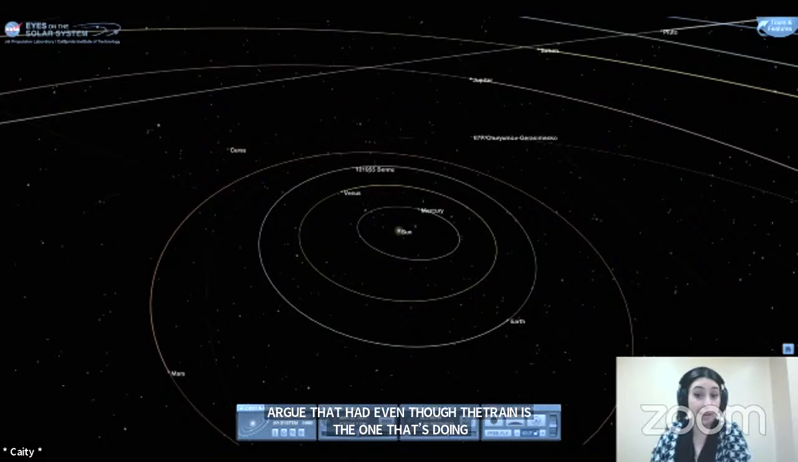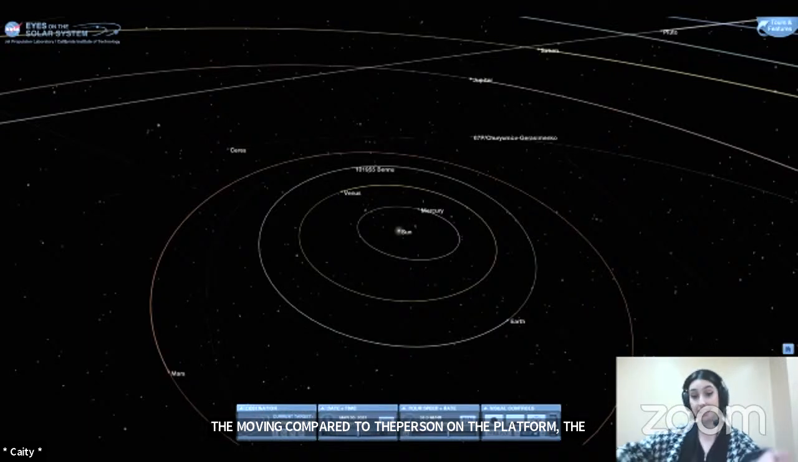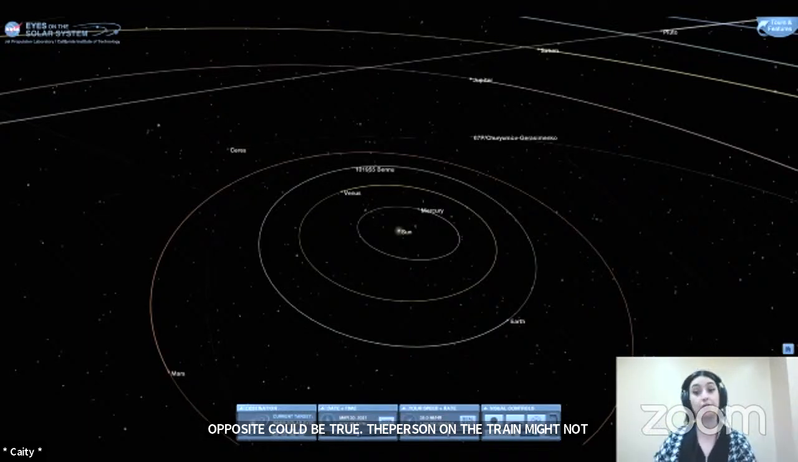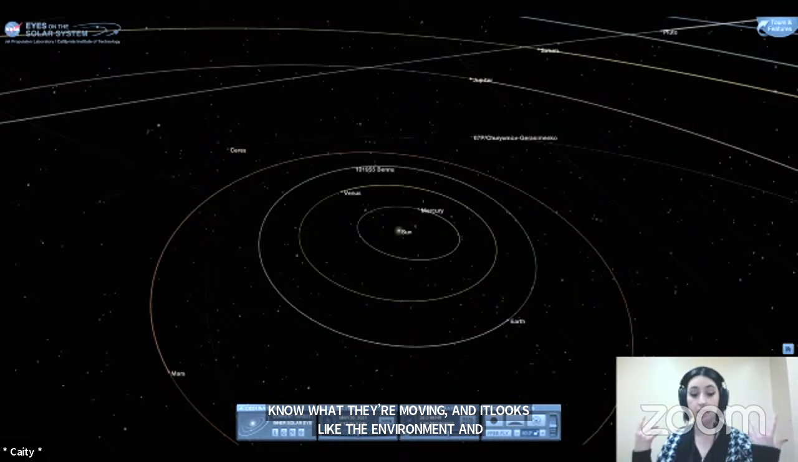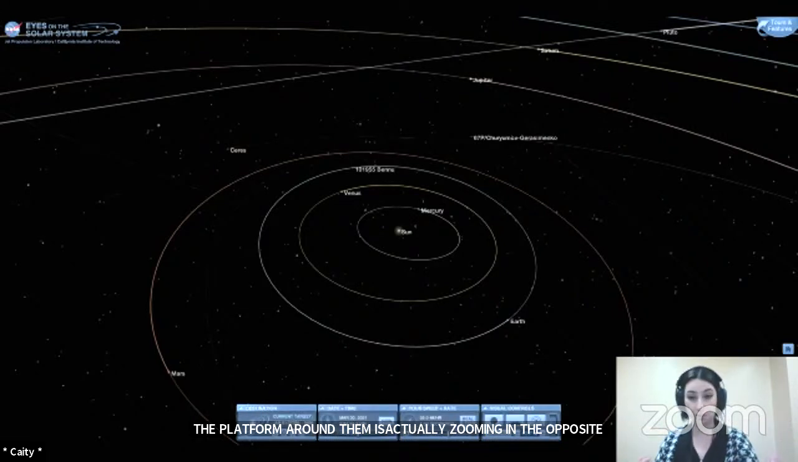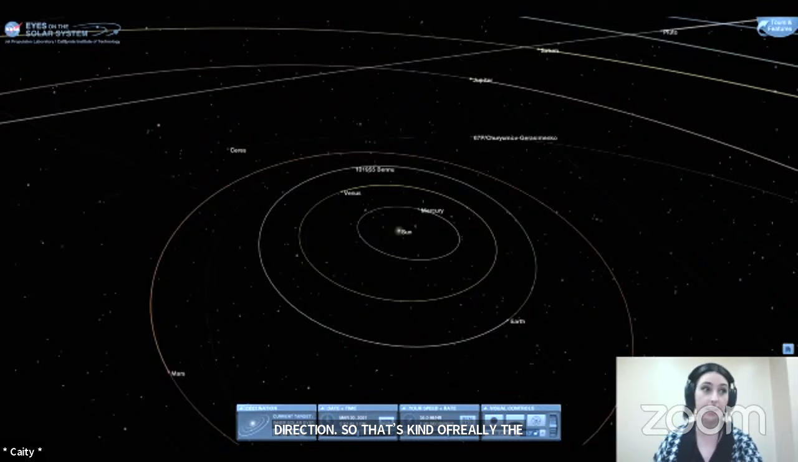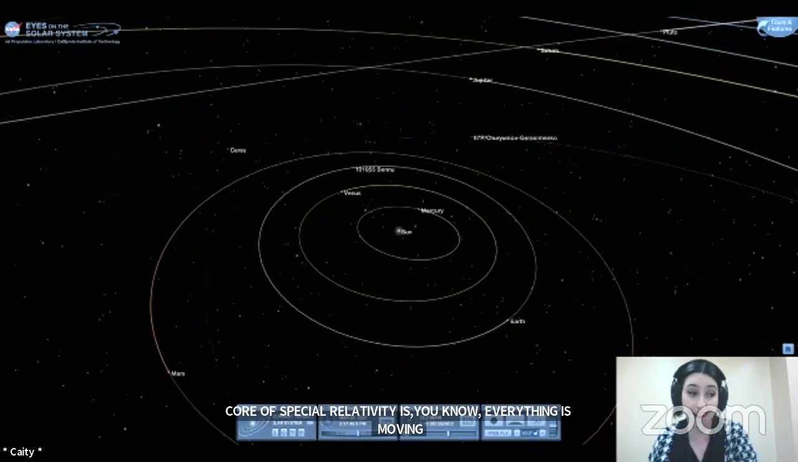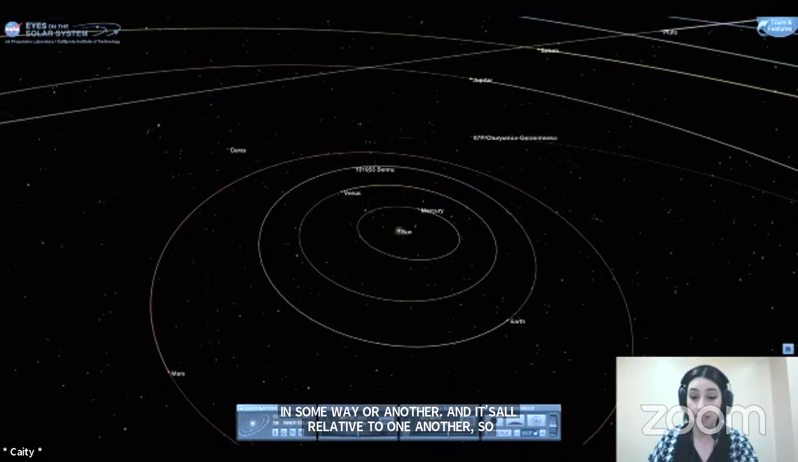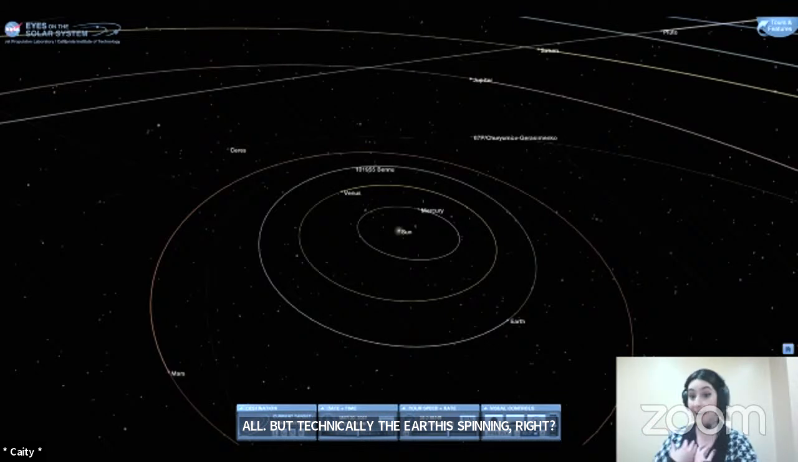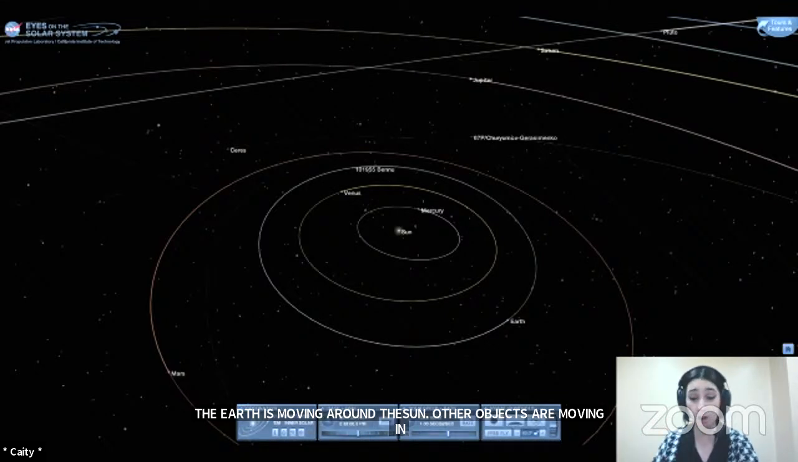The person on the train might not know that they're moving, and it looks like the environment and the platform around them is actually zooming in the opposite direction. So that's really the core of special relativity, is that everything is moving in some way or another, and it's all relative to one another. So you could say that I'm sitting in this chair, I'm not moving at all, but technically the Earth is spinning, right? The Earth is moving around the sun. Other objects are moving in relation to me, so I might look like I'm moving compared to that. It's all relative, and so is time.